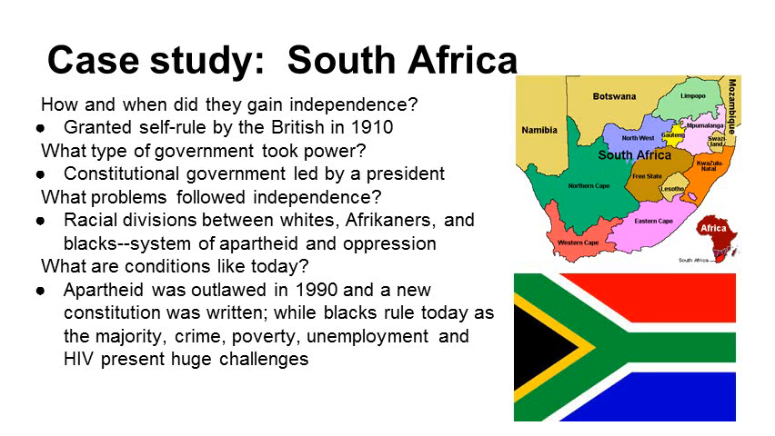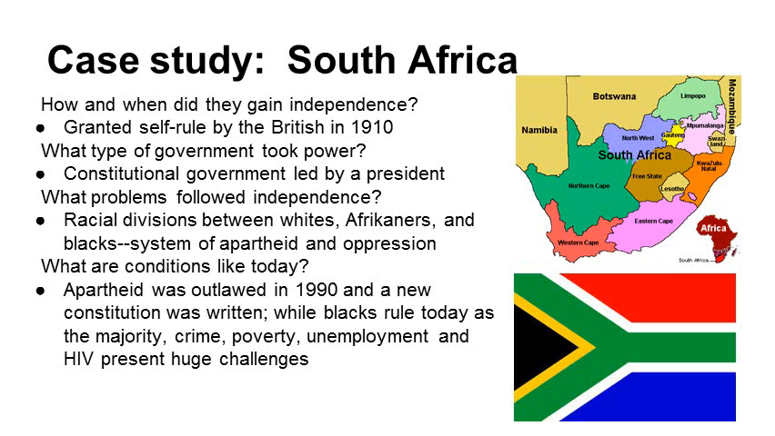Now, if you take one example, and this is a very simplified treatment of this example, let's look at South Africa. South Africa began the process of gaining independence from the British in 1910. They were granted self-rule, and then several years after that, they became a Commonwealth nation. So it was a process, but it began in 1910, before World War I had started.